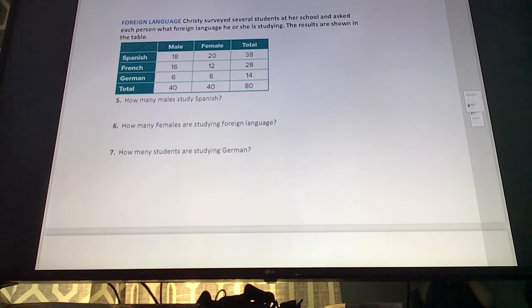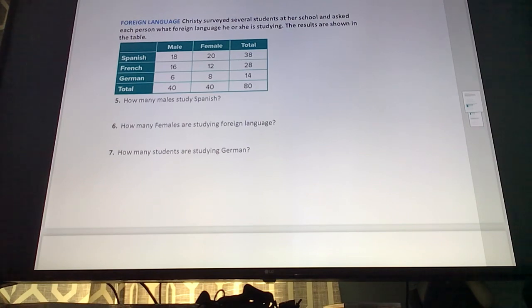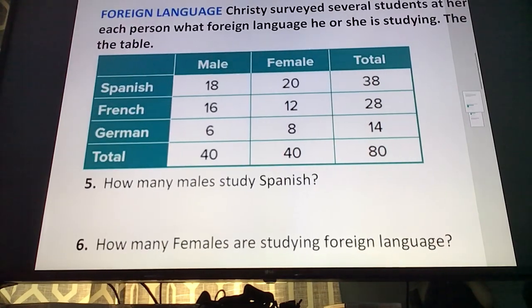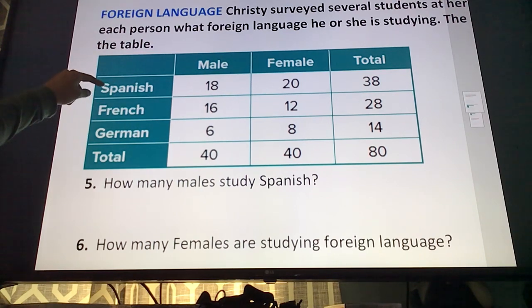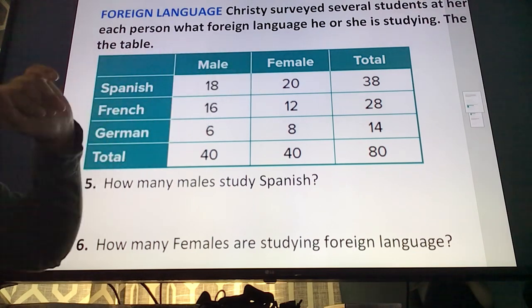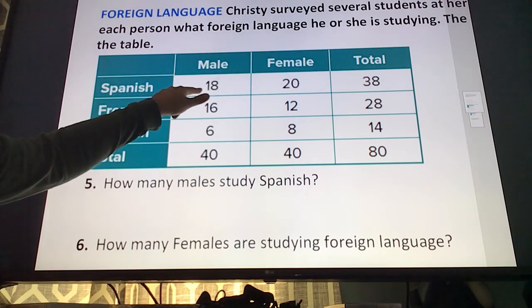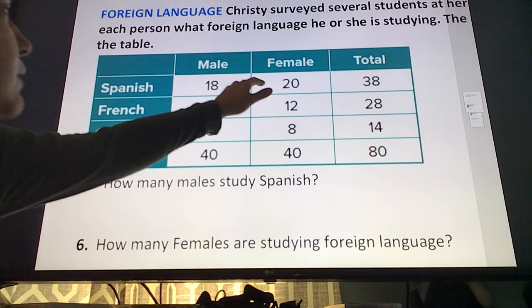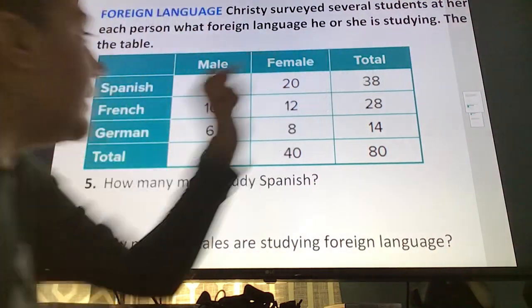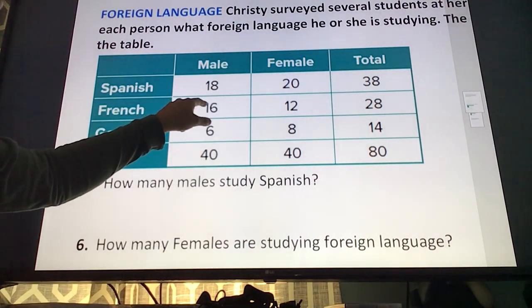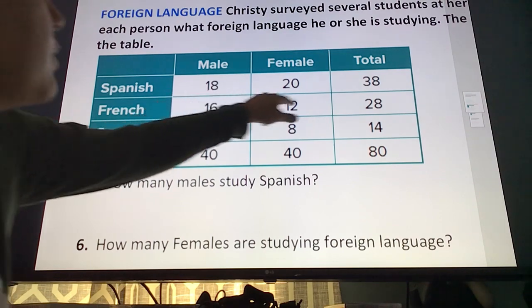So it says, Christy surveyed several students at her school and asked each person what foreign language he or she is studying. The results are shown on the table. Okay. So this is a frequency table. So those are the three languages: Spanish, French, German, and then the totals. Okay, and then we got males and females is what they ask in the totals. So you can see here, for Spanish, there were 18 males and 20 females studying Spanish for a total of 38. Okay, French, there were 16 males taking French, 12 females taking French, and then 28.